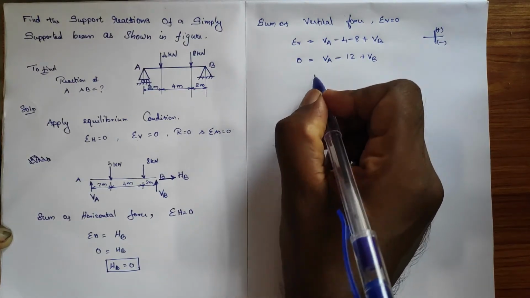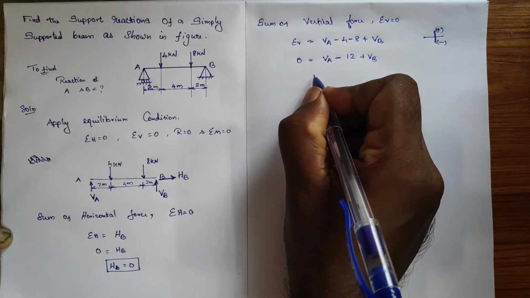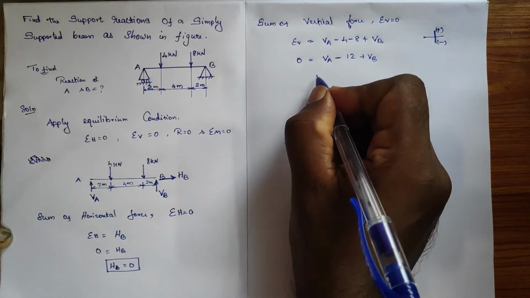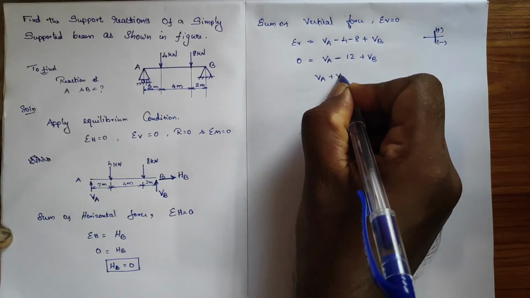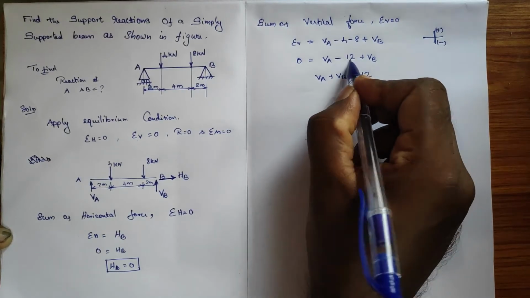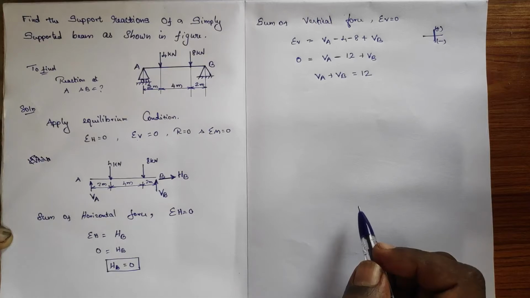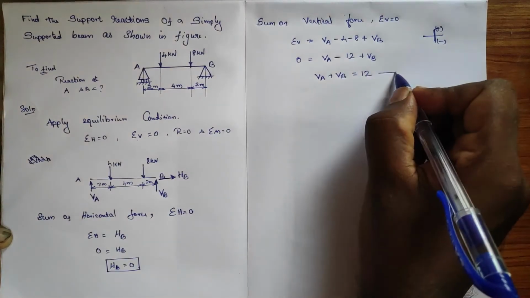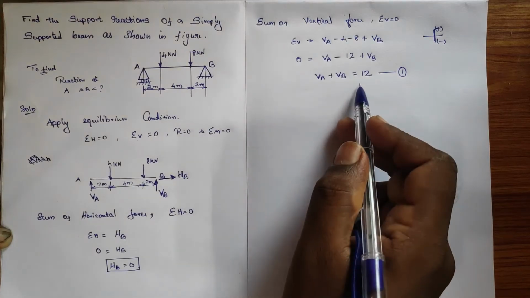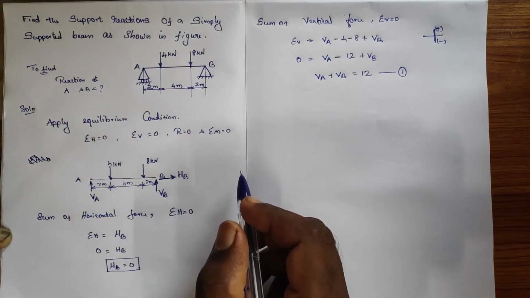When you simplify it, what happens? The equation will become VA plus VB equal to 12. I have just taken it to the other side. So the equation will become something like this. I'm going to take this as equation number 1. Hereafter I cannot simplify it, so I'm just taking it as equation number 1.